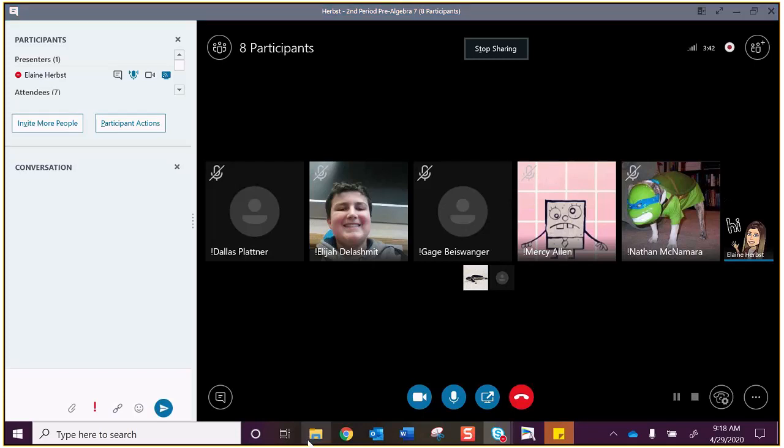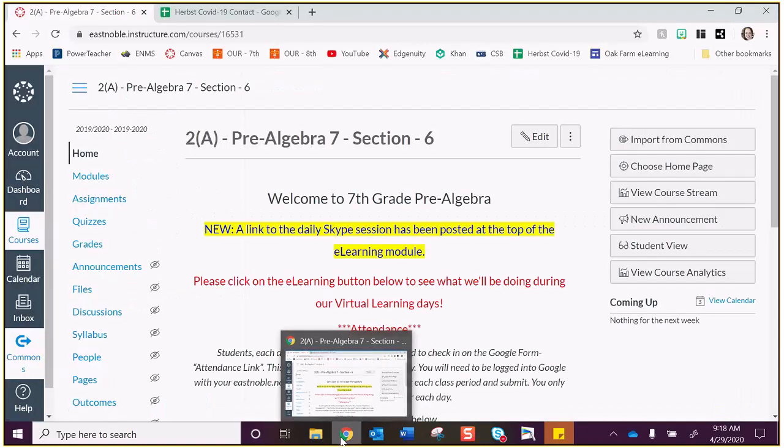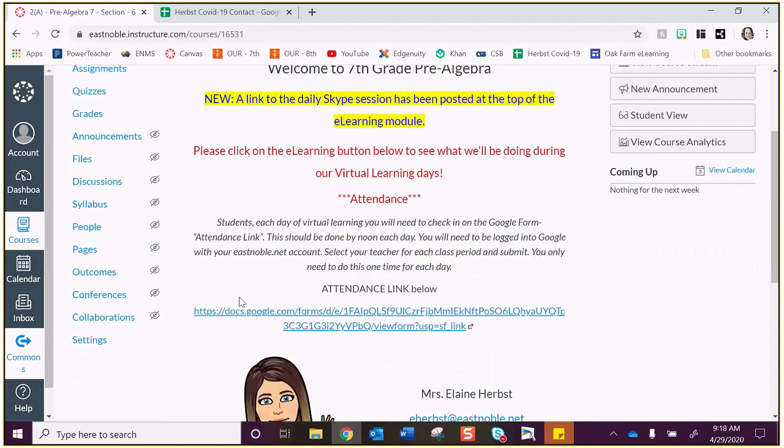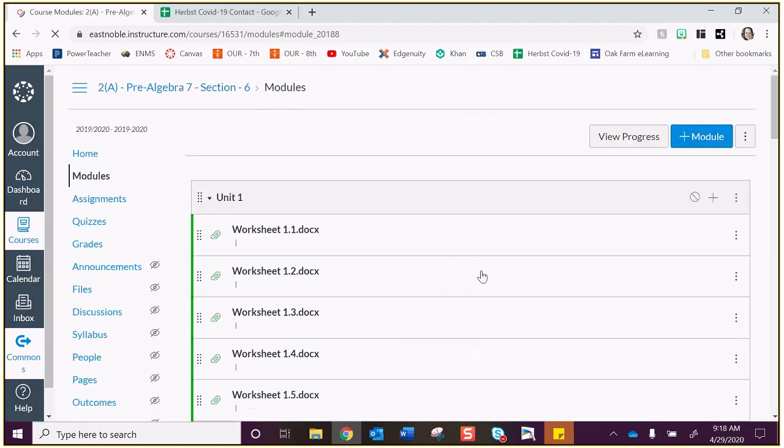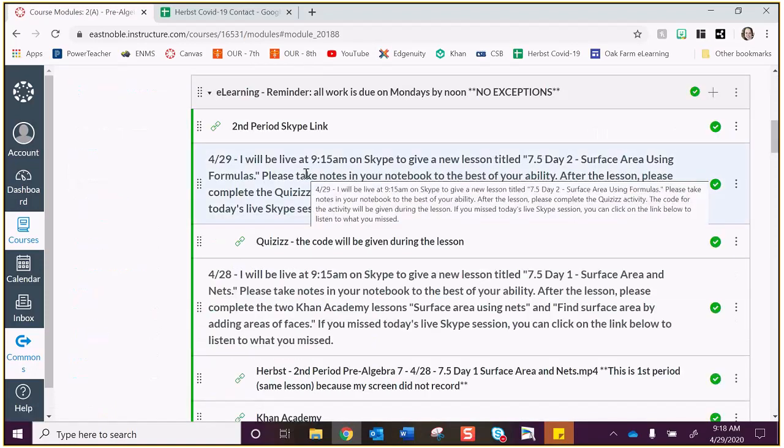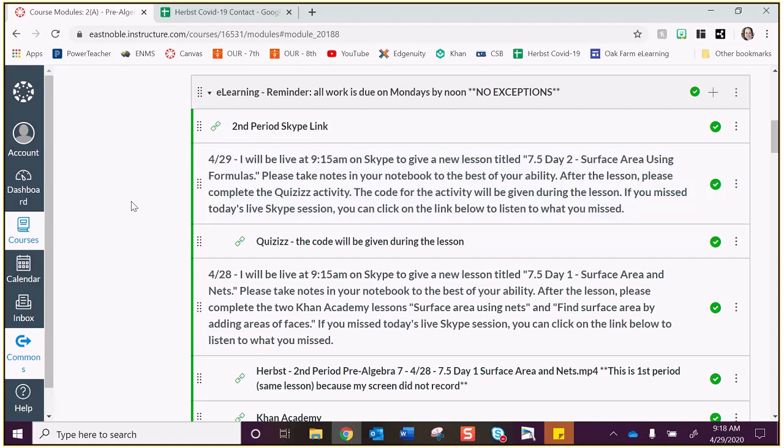So we're going to go starting in PowerSchool. Remember, or Canvas, remember to click on the attendance link and fill out your attendance today. Clicking on the e-learning button, you'll see that we are going to do the second half of the 7-5 lesson. This one's called Surface Area Using Formulas. We're going to take notes in our notebook again, and there will be a quizzes activity to complete, and I will give you the code for that at the end of the lesson.